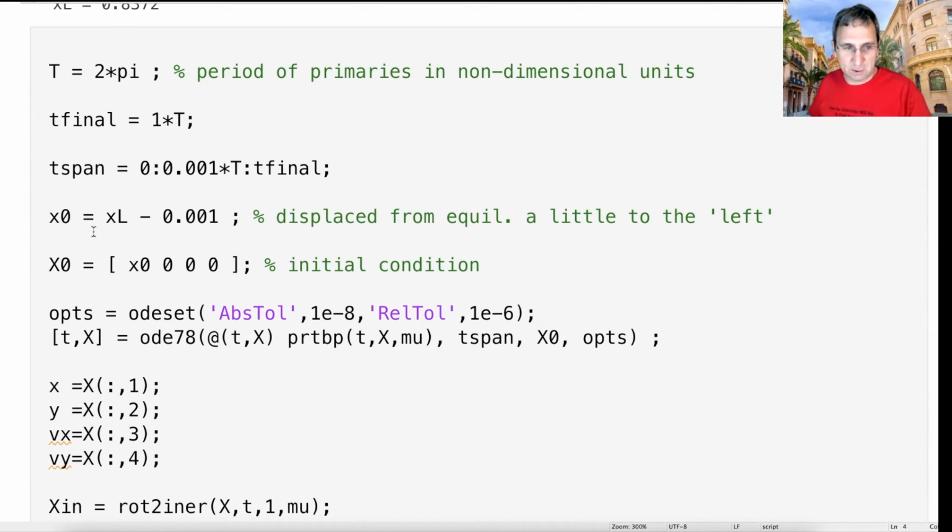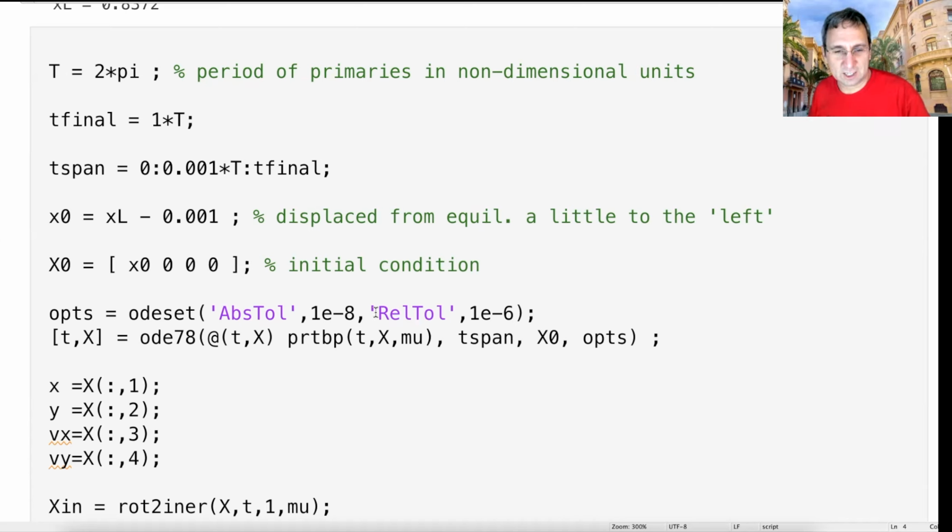And I'm going to be starting with an initial x value. That's the location of L1 and just a little bit off. So 0.001 to the left. So that's my initial condition. If you haven't used MATLAB, this is what you would do to set an initial condition. So this is the x value, and then the other 3 are just 0.